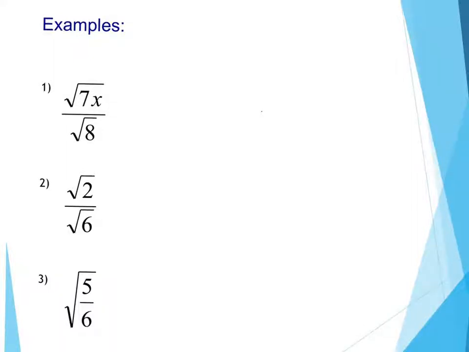Okay, looking at these examples, in order to get rid of the radical sign on the denominator, which is the bottom term, we need to multiply the top and the bottom by the denominator. So the denominator is radical 8, so we're going to multiply the top and the bottom by radical 8. And remember that radical 8 times radical 8 just turns into an 8, because radical 8 times radical 8 is radical 64, and the square root of 64 is 8.